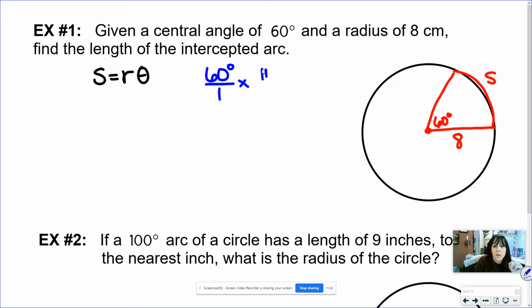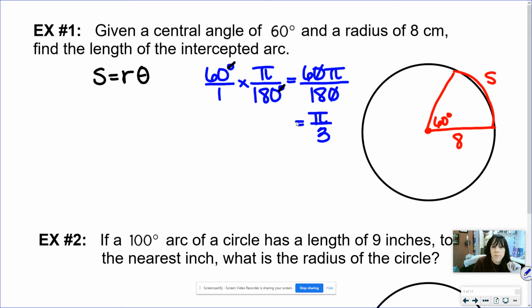Well, we actually already learned this in Unit 4. You multiply by pi over 180. When you do that, the degree units of measure cancel, leaving you with only radians. And you get 60 pi over 180. Of course, that reduces down quite a bit. Fully reduced, it would be pi over 3.